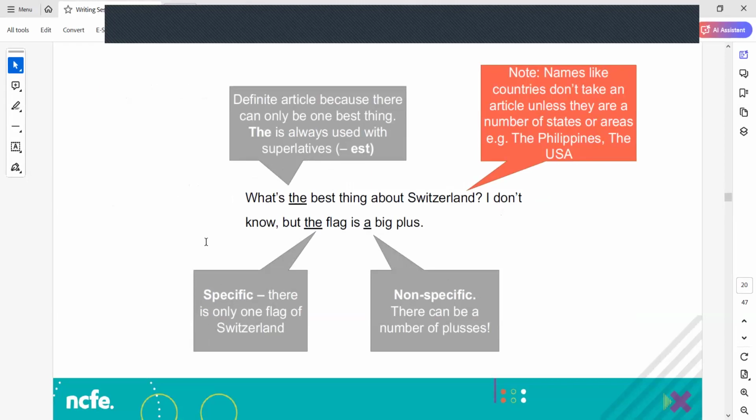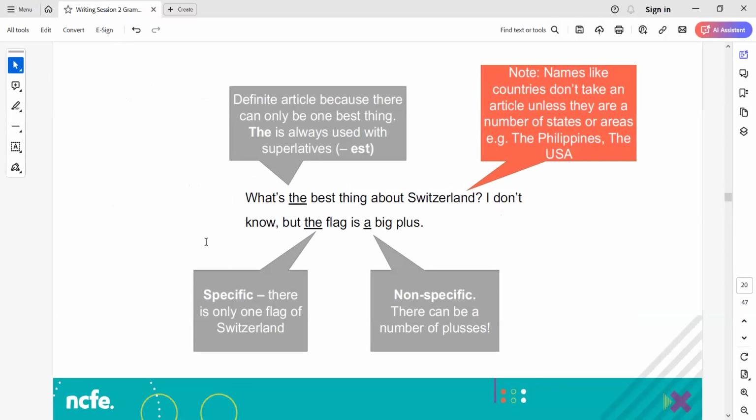Let's look at this. This is one of the other jokes. What is the best thing about Switzerland? I don't know, but the flag is a big plus. So with the best thing, we use the definite article because there can only be one best thing.